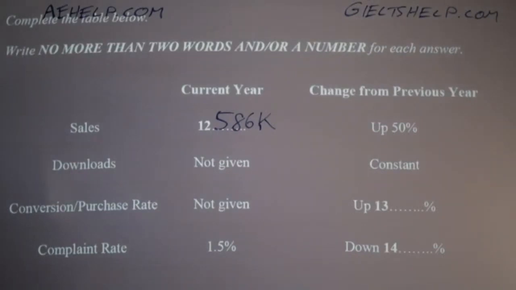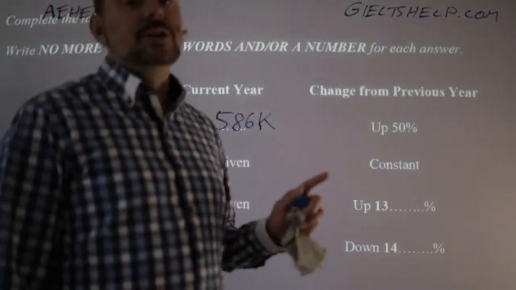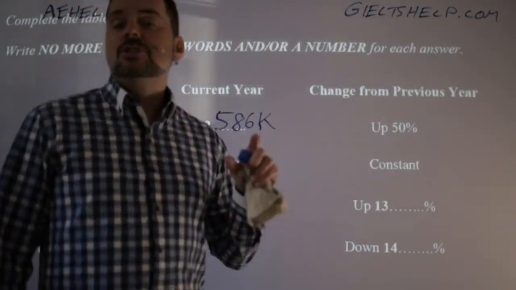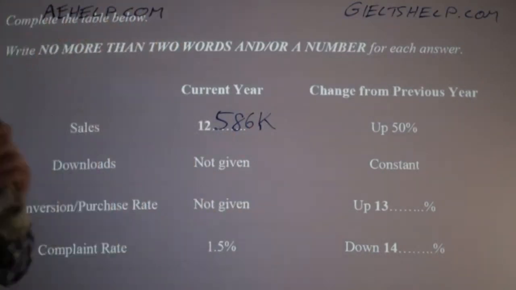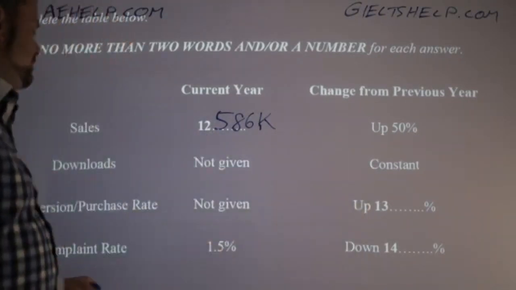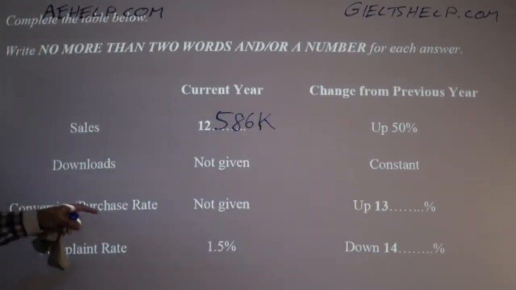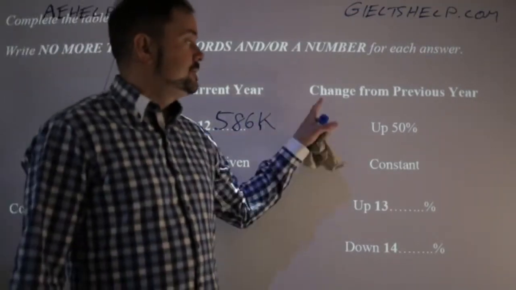Okay. Very nice. VG, very nice. Yeah. Marjona, very good. Yeah. 586,000 units. By the way, two of the speakers had British accents here. One of the speakers had a New Zealand accent. So careful, in the listening section, you can hear different accents of English as well. Okay. All right. The downloads are not given. They're constant from last year. The conversion and the purchase rate is not given for the current year, but they do say the change.